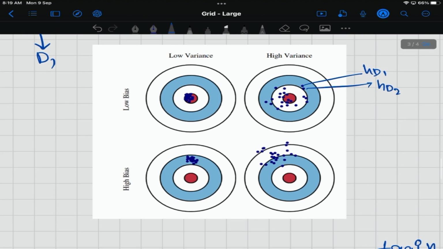Now in this case, this is my ground truth and this is the predicted one. They are far away, so bias is high, but they are clustered together. The variance among those predictions is less. And here I have variance high and bias high, because they are far away from my ground truth, and if you observe the spread, the variance is high. Hope I answered the student's question. Okay, it's fine.